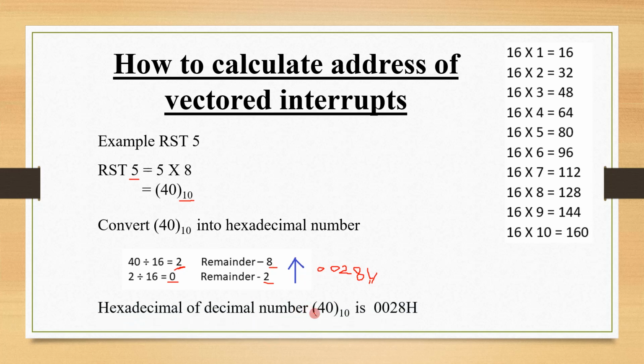Hexadecimal number of 40H is 0028H. So as soon as the RST5 software interrupt is encountered by the microprocessor 8085, it will jump to 0028H, the address of the interrupt service routine.